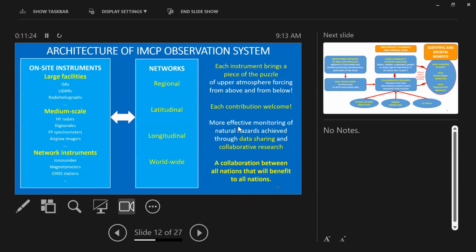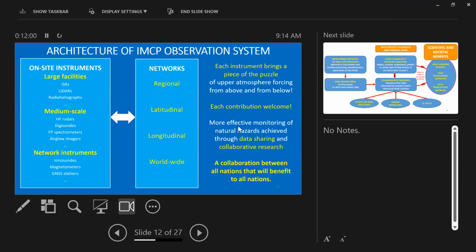So what is the concept of the observation system? This is to show that there is room for everyone. To the left, you see there are on-site instruments. This is a ground-based network. So you can have large facilities like IS radars, LiDARs, radioheliographs. You can have medium-scale facilities like HF radars, sounders, Fabry-Perot spectrometers, airglow imagers, and so on. And you can have more simple network instruments, basic ones like ionosondes, magnetometers, GNSS stations.